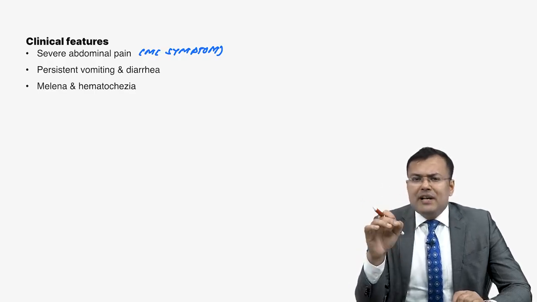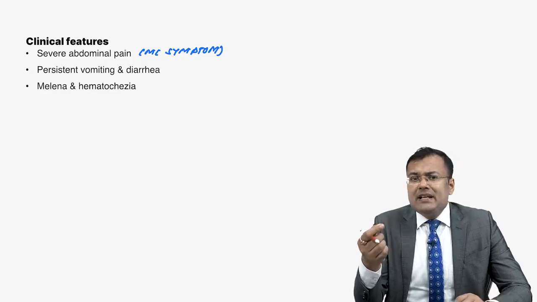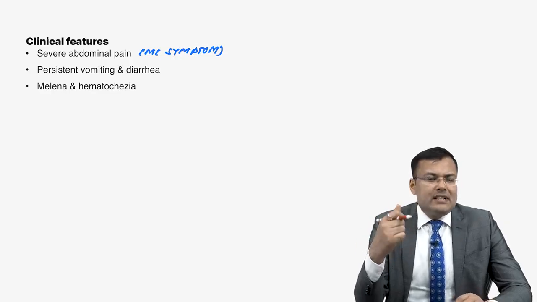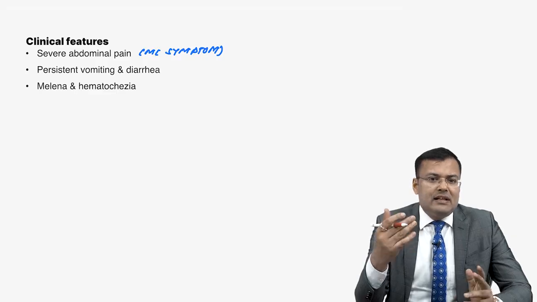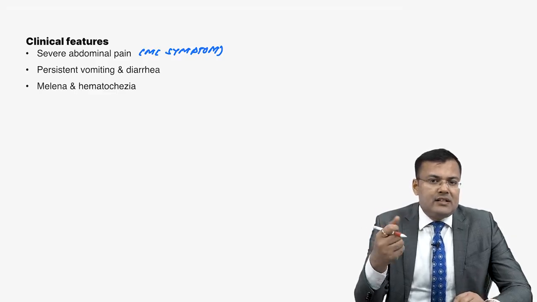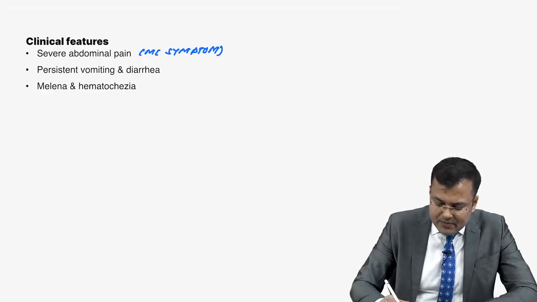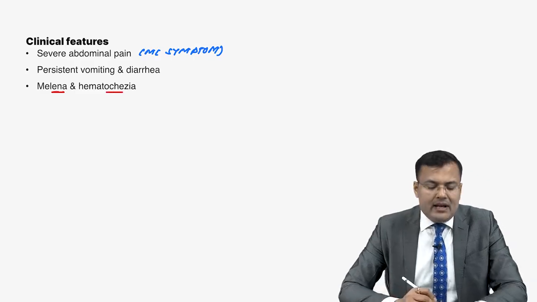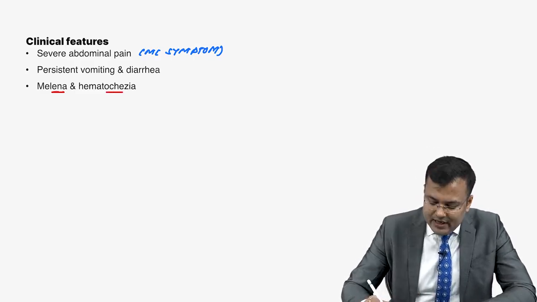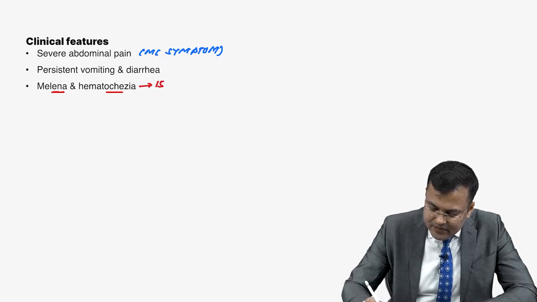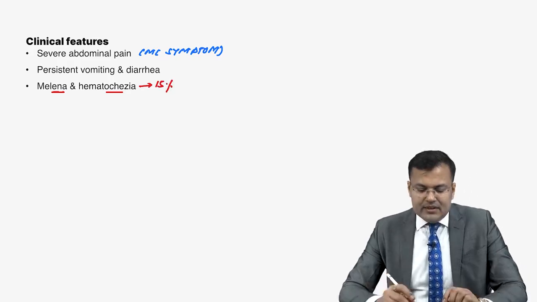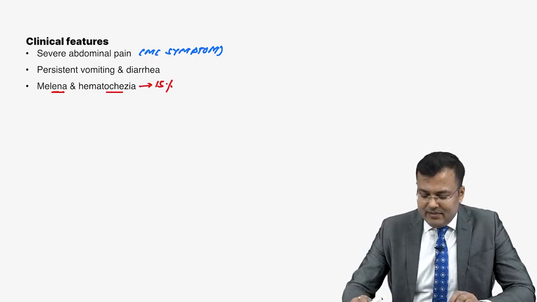The lining of the bowel, the epithelium, is very sensitive to ischemia. So whenever there is ischemia, what will happen? There is necrosis and sloughing of the epithelium. What will happen? There is bleeding. So the patient will have bleeding manifestations like melena and hematochezia. In what percentage? In approximately 15% of cases.